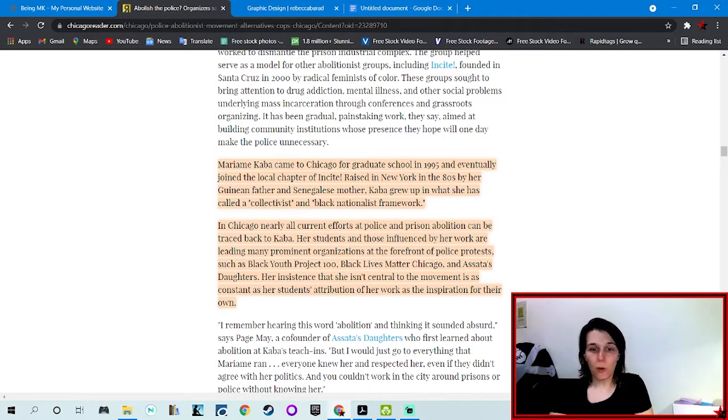"In Chicago, nearly all current efforts at police and prison abolition can be tracked back to Kaba. Her students and those influenced by her work are leading many prominent organizations and are at the forefront of police protests such as Black Youth Project 100, Black Lives Matter Chicago, and Assata's Daughters. Her insistence that she is not a central figure in the movement is as constant as her students' attribution of her work as the inspiration for their own." This is someone who has spent a lot of time doing grassroots work.